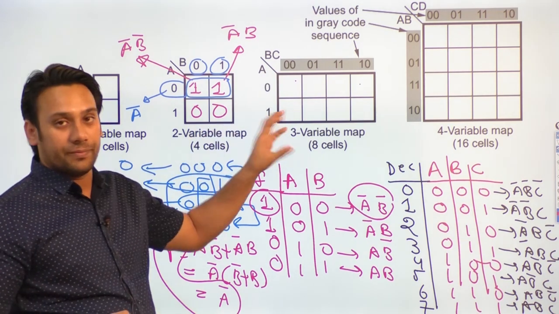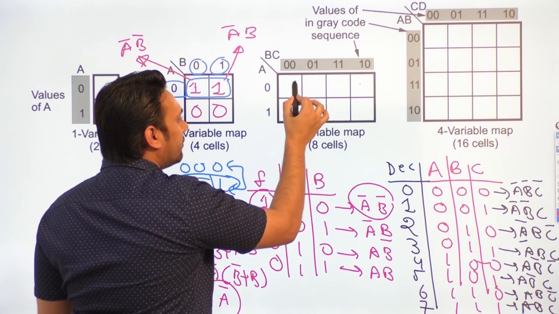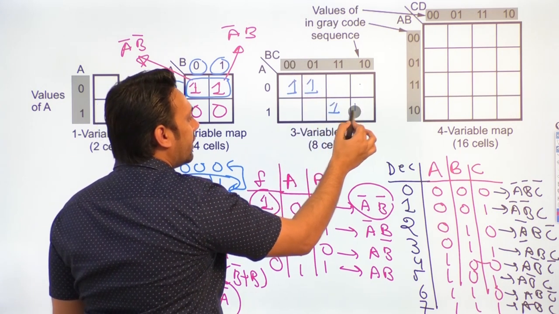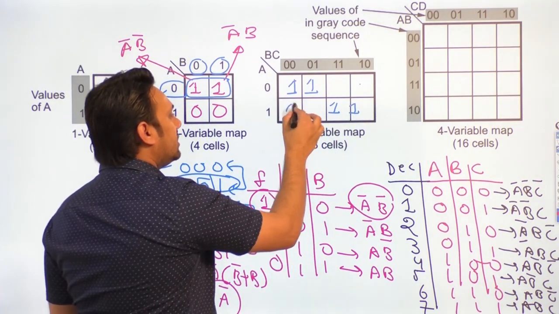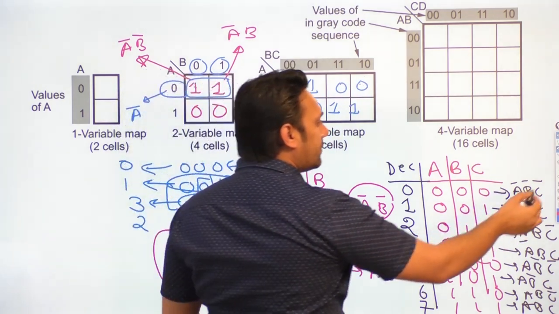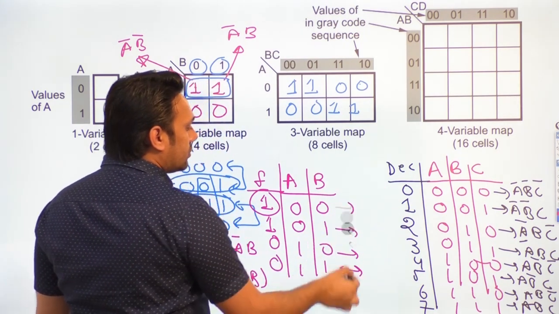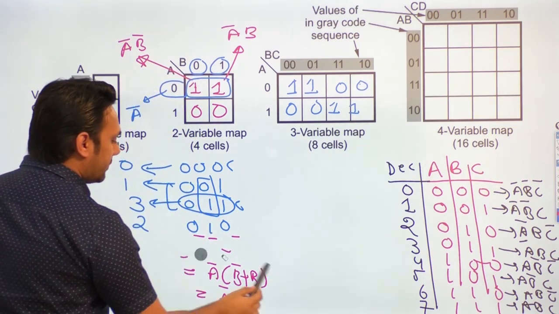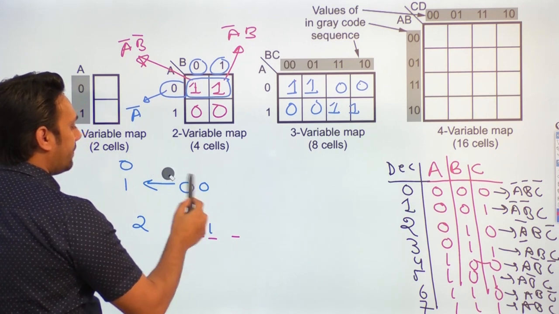Let me explain with this one. Here I can have a 1 here, a 1 here, a 1 here, and a 1 here. Let us assume these four locations have a 1 and the other locations have a 0. Let me also represent the same function with the help of a truth table, so that it becomes easier for all of you. Okay?